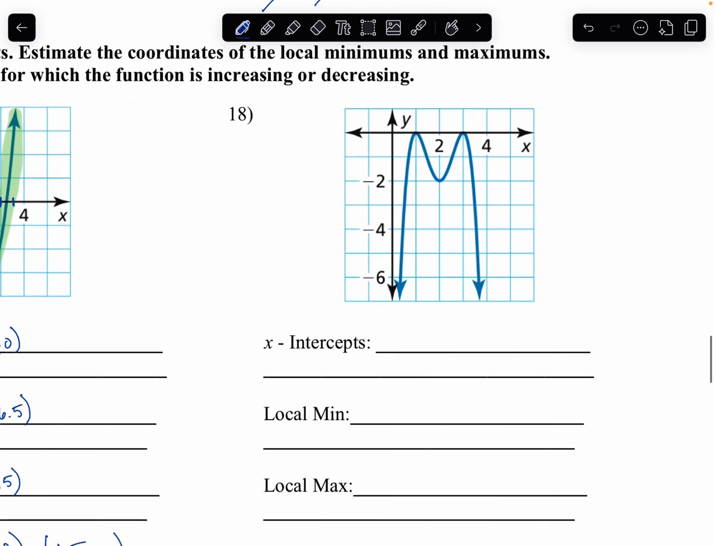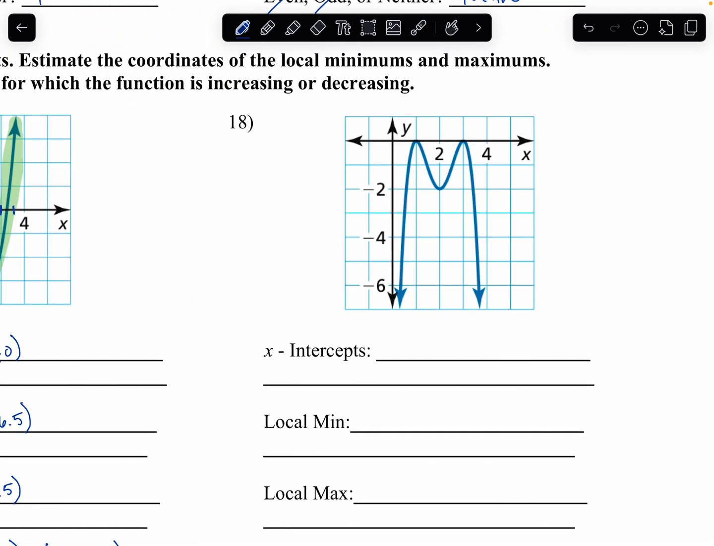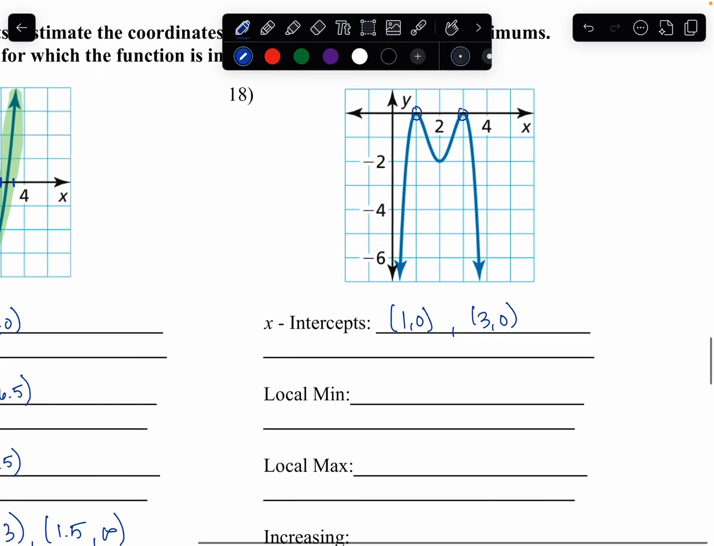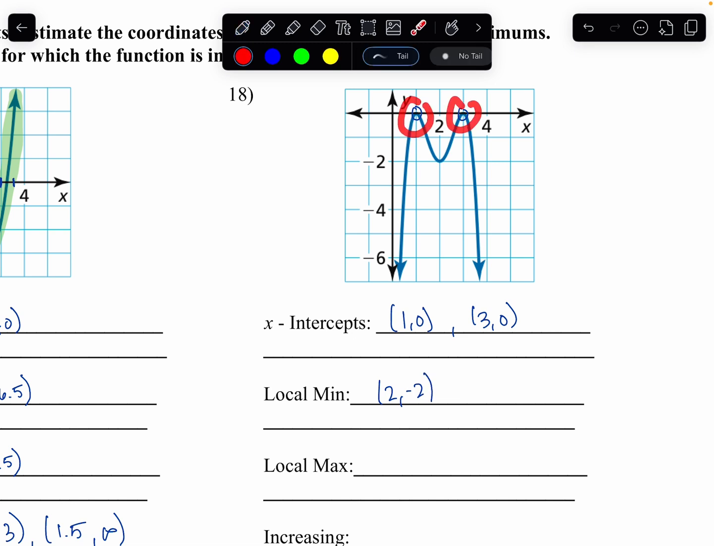All right, for this next one right here, the x-intercepts are, we have 2 right there. So this is 1, 2, and 3. So the x-intercepts are going to be at 1, 0, and at 3, 0. The local minimum is right here, so at 2, -2. And then the local maximums are also going to be the x-intercepts, so 1, 0, and 3, 0.